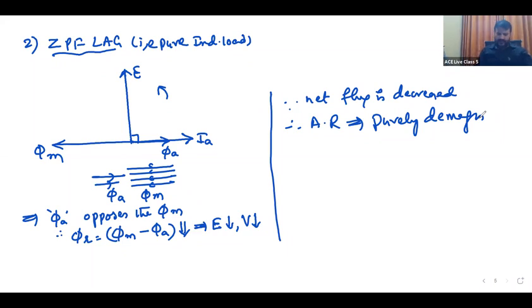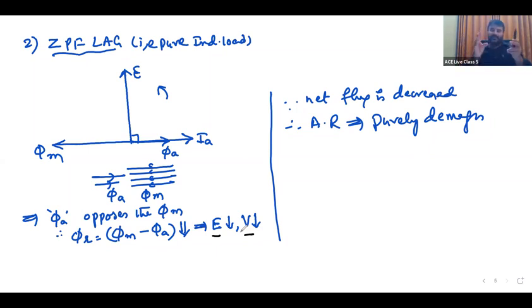Okay, listen. When net flux is decreased, E decreases. I want exactly 400 volts, say. But as the inductive load increases, the voltage is less than 400. It is coming to some 380 volts. But still I want to maintain 400. I have to increase the voltage. What to do? The field current has to be increased.